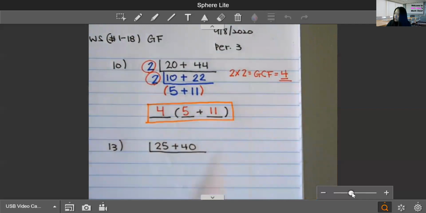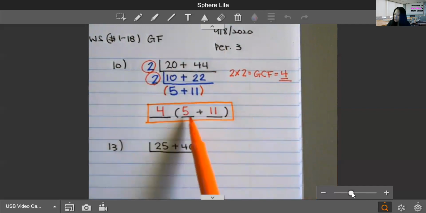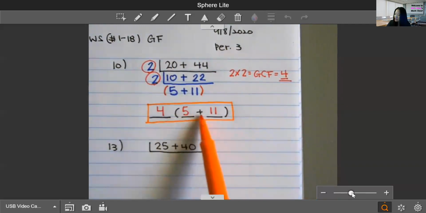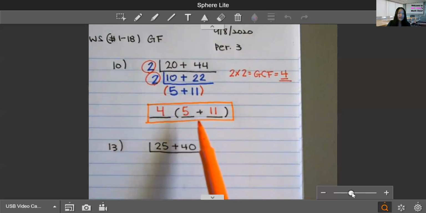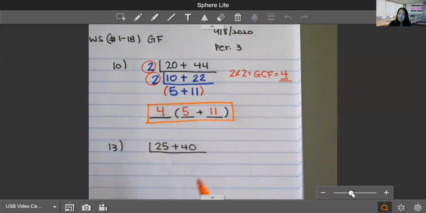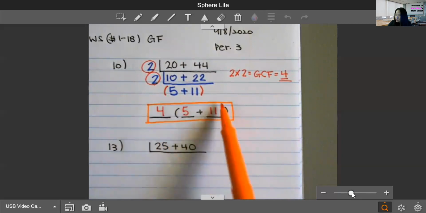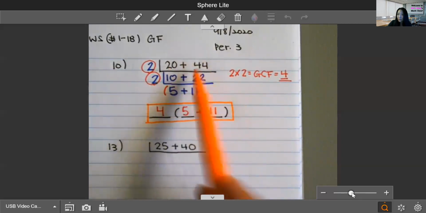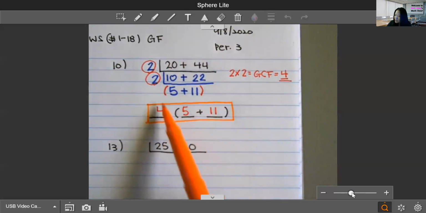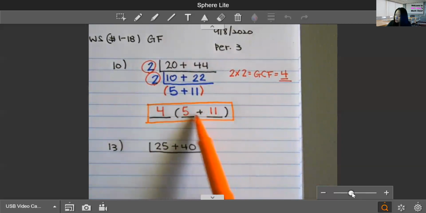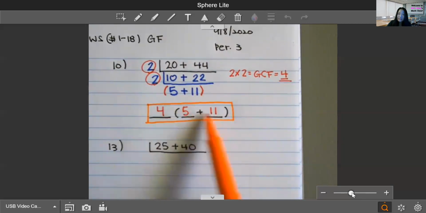Now, just so you know, if I add 20 plus 44, that's 64. If I were to use the order of operations, 5 plus 11 is 16. 4 times 16 is 64, okay? And then later when we do the distributive property, you're also going to learn how to go from here to here. So going the opposite way. And to do that, you will be multiplying 4 times 5, and then you will also multiply 4 times 11. So you multiply this number by the numbers inside separately.